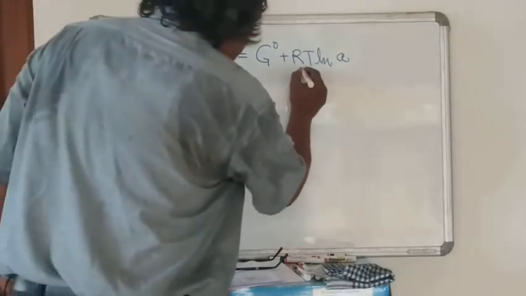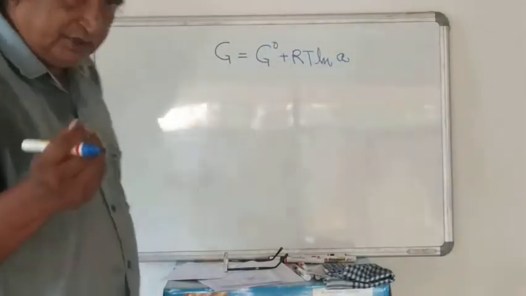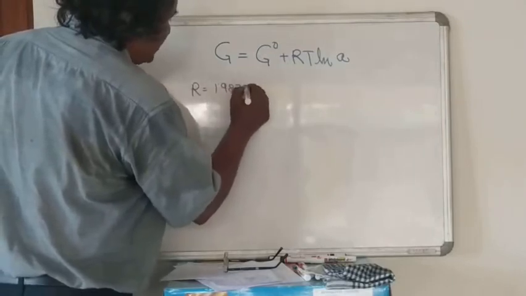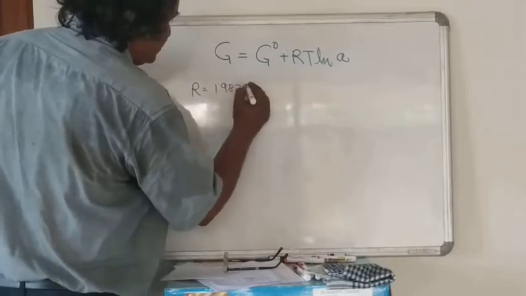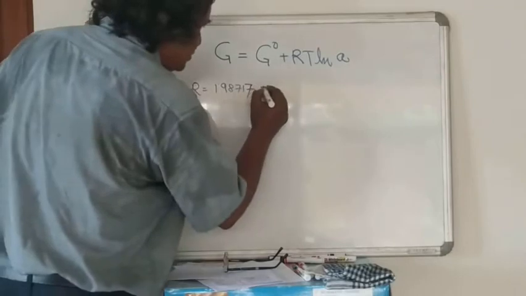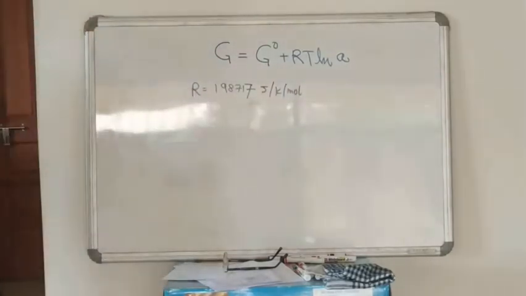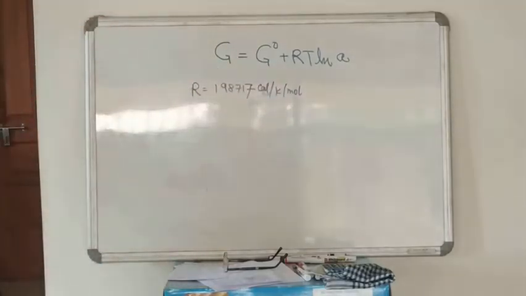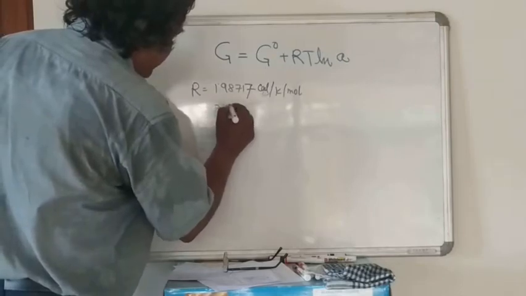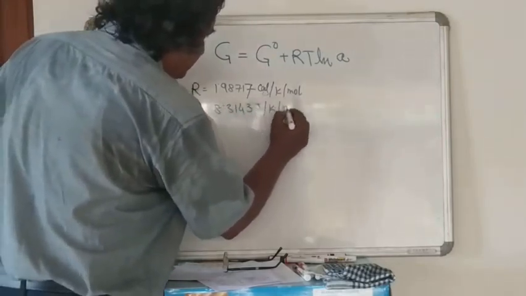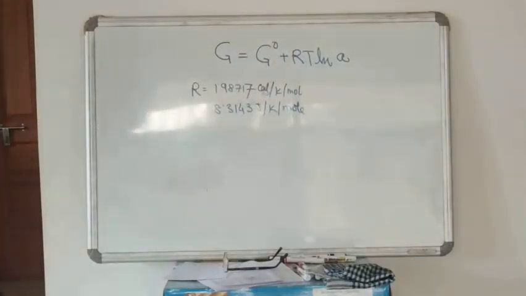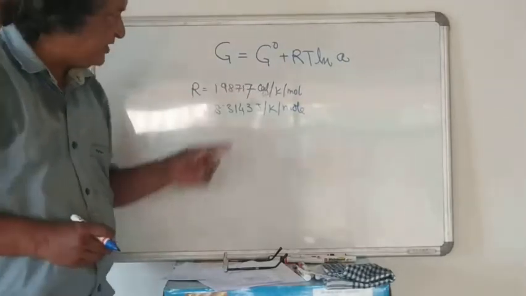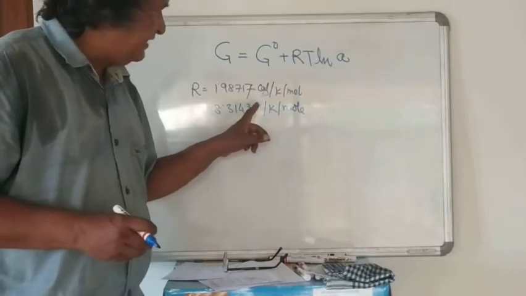R is called the universal gas constant. So you know the term universal gas constant, obviously. But R has a value of 1.98717 calories per kelvin per mole. You have to know these terms. And R can also be written as 8.3143 joules per kelvin per mole. R is a universal gas constant. It has these values depending on whether you are using calories or joules. So nowadays, the convention is to use joules.